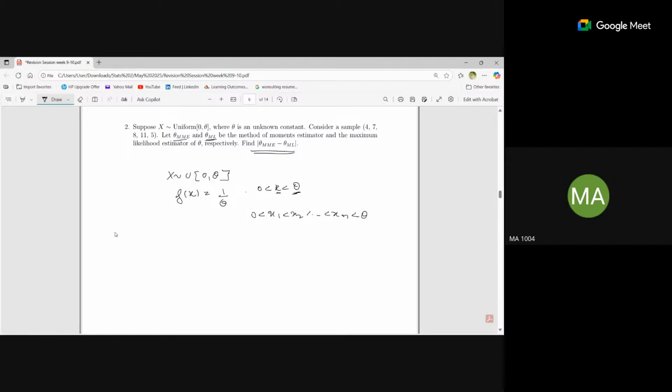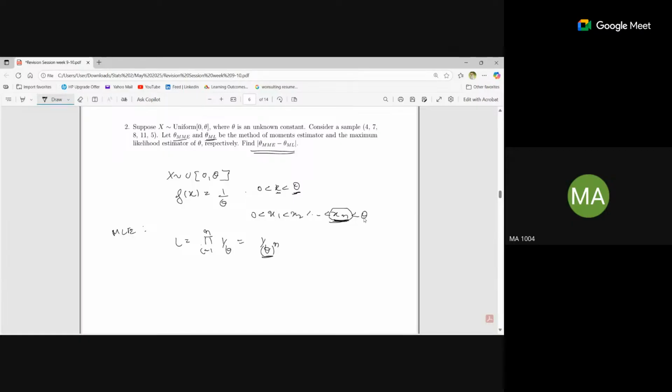So if I'm finding it with the method of MLE, what is the likelihood function first? This will be the product over i from 1 to n of 1 by theta, which I can write as 1 by theta raised to the power n. Correct? Now we want this likelihood to be maximum, which means theta to the power n should be minimum. Least value I have to take. So in this range, the least value of theta is basically my xn. Correct or not?